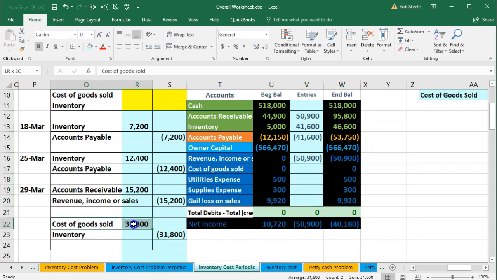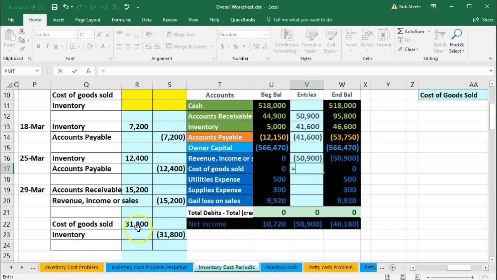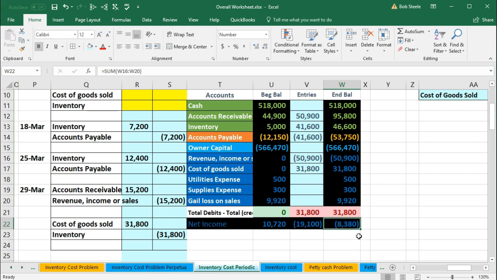So here's the cost of goods sold here on our journal entry. There it is on our trial balance. We're going to post it here in V17, the entries column, by saying equals and point to that 31,800, bringing the balance up from 0 by 31,800 to 31,800. This will put us out of balance and it'll bring net income down. So now our net income is much more reasonable.